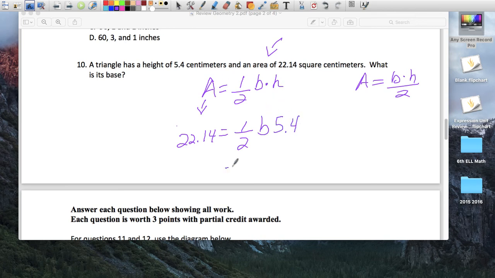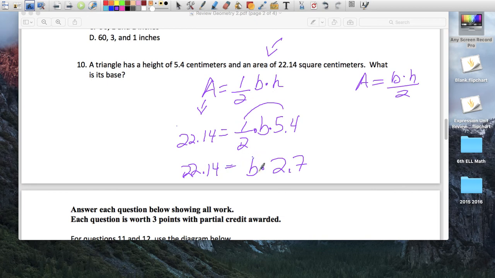One of the things I can do here, 22.14, I'm going to leave it alone for a second. And on this side, remember, this is a half times base times 5.4, so I can multiply a half and 5.4. Let me leave the B here and combine these two. If you take the calculator and multiply half times 5.4, it would be 2.7. Now it makes this a little bit easier to look at.